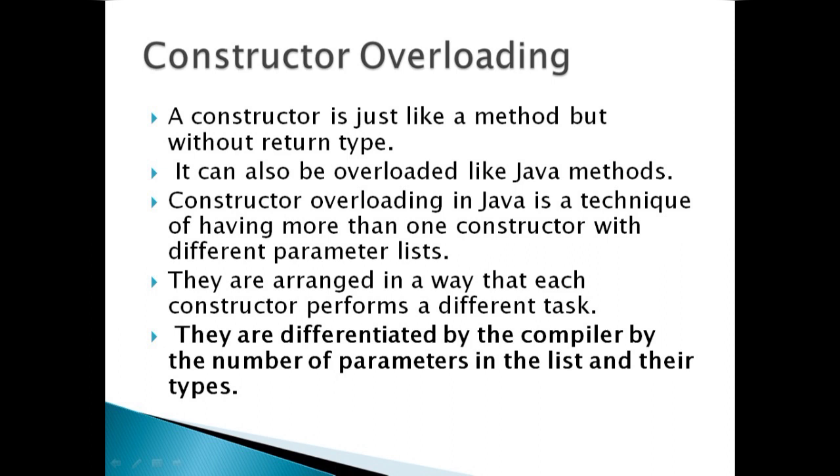Because all the constructors are going to have the same name, what the compiler does is it looks at the parameters that are used for that constructor. Based on the type and number of parameters used for that constructor, the compiler is going to differentiate it. So that way we know that only parameterized constructors can be overloaded and the default constructors cannot be overloaded.